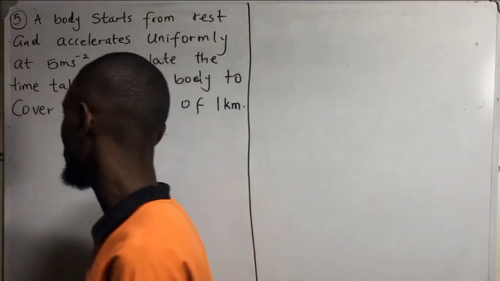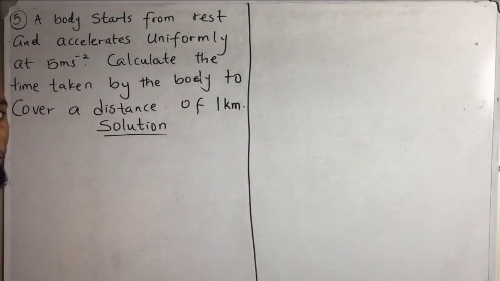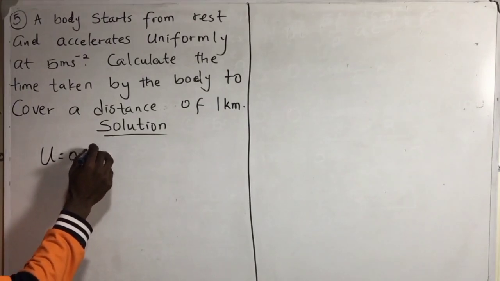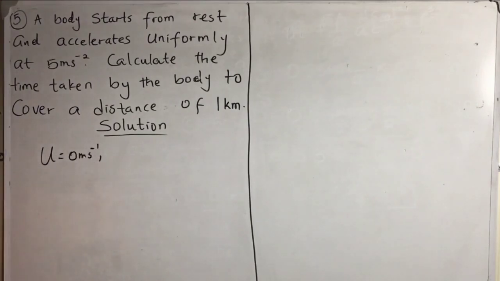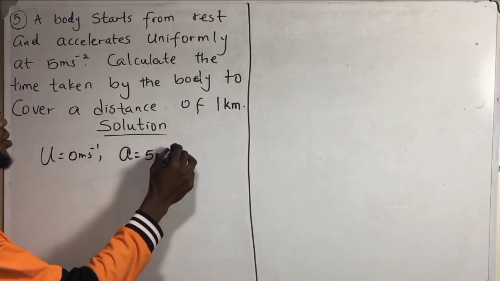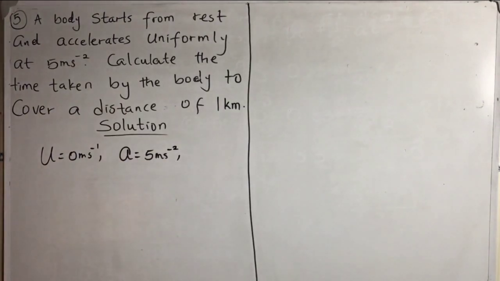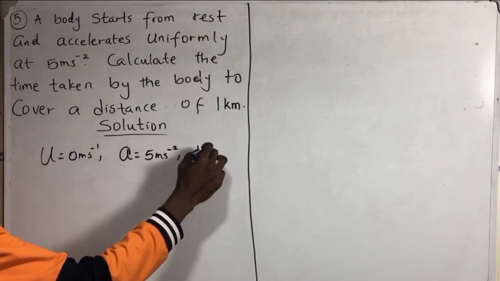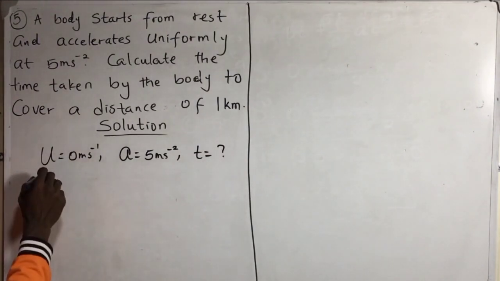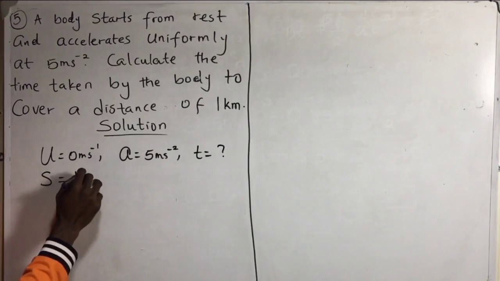So let's put out our data. A body starts from rest. We know that our initial velocity of the body is 0 meters per second. It accelerates uniformly at 5 meters per second squared, so we have our acceleration to be 5 meters per second squared. Calculate the time taken by the body. So we are checking for the time taken by that body to cover a distance of 1 kilometer.